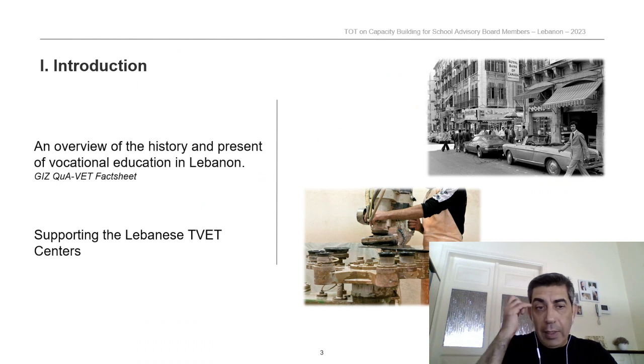Lebanon's technical and vocational education and training centers are currently facing considerable challenges that require strong efforts for enhancement. Non governmental organizations and international non governmental organizations are playing a significant role in improving these centers by implementing various projects.